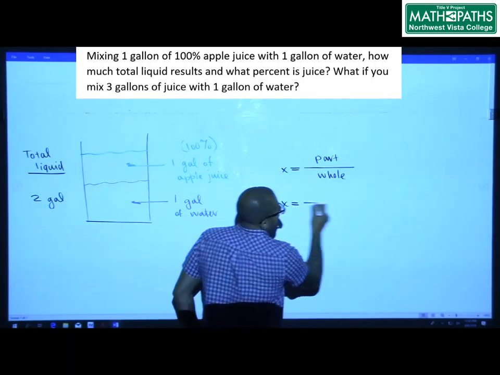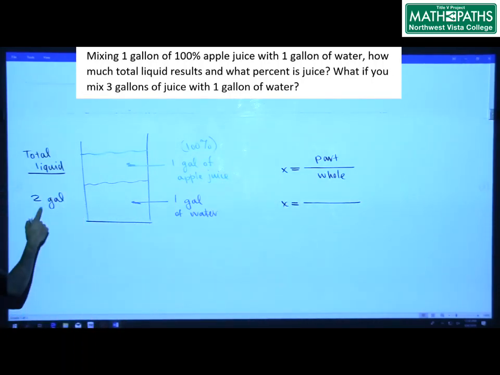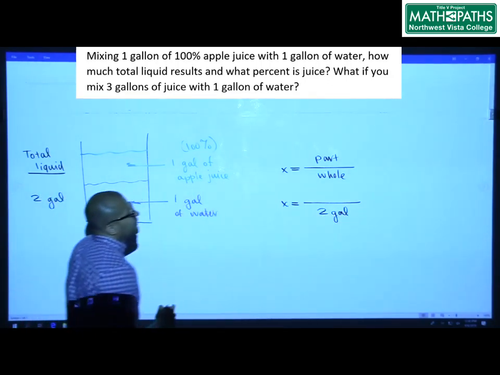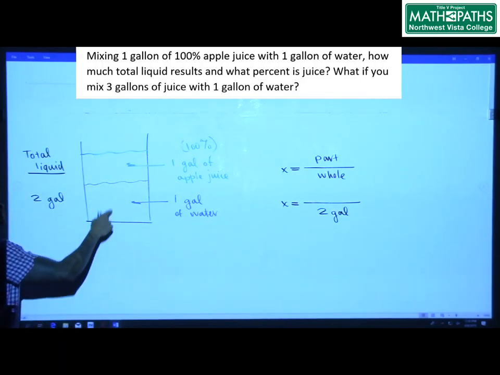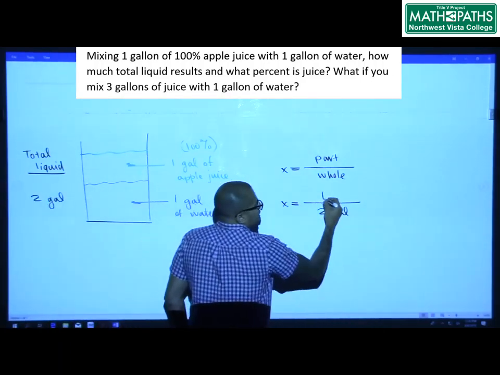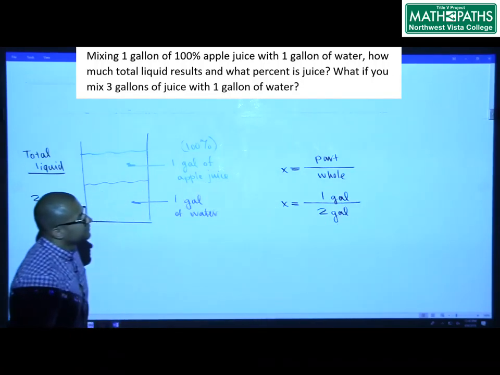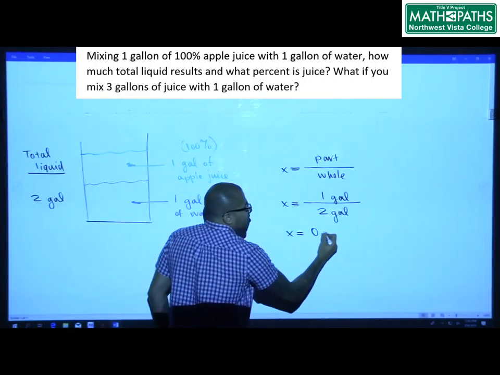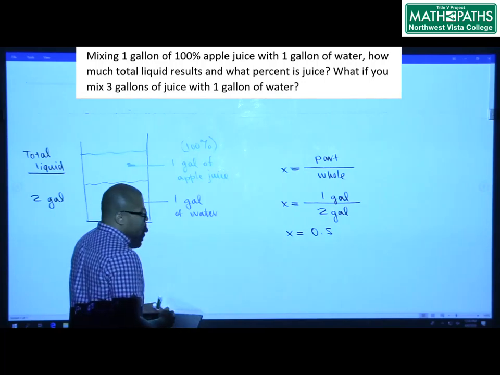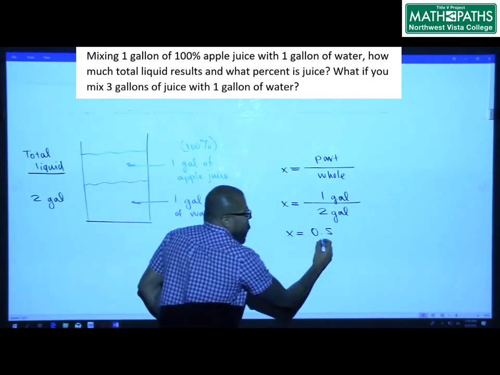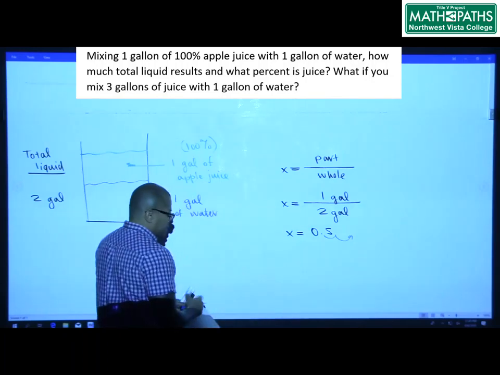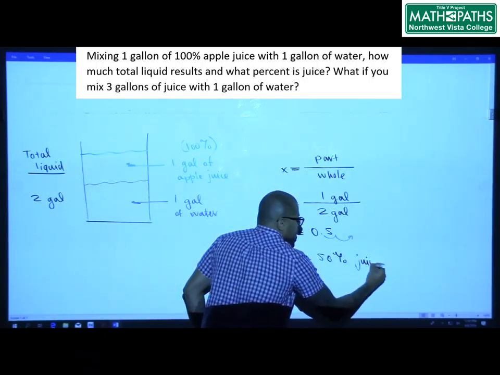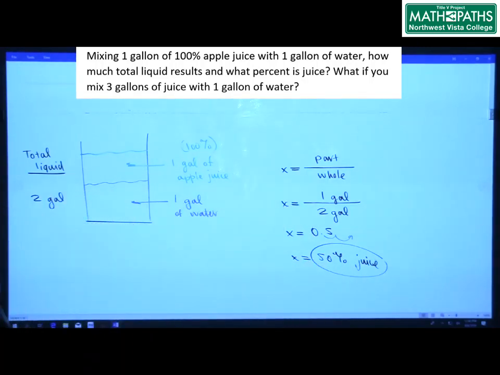So the percent that we're looking for, well, we know the total amount of liquid is 2 gallons. So that's the total, or the whole. And the part in our mixture that's juice is 1 gallon. So I'm going to set up 1 gallon as the part in my equation. So now, if I change 1/2 to a decimal, this is 0.5. And we know that we can change this to a percent if we just move the decimal point 2 place values to the right, which means that we have 50% juice in our mixture. And that's the answer.